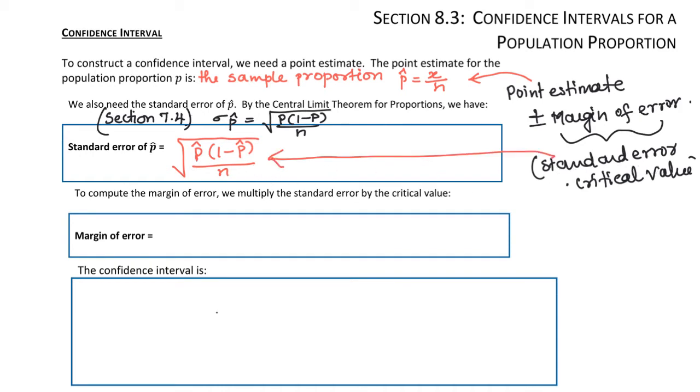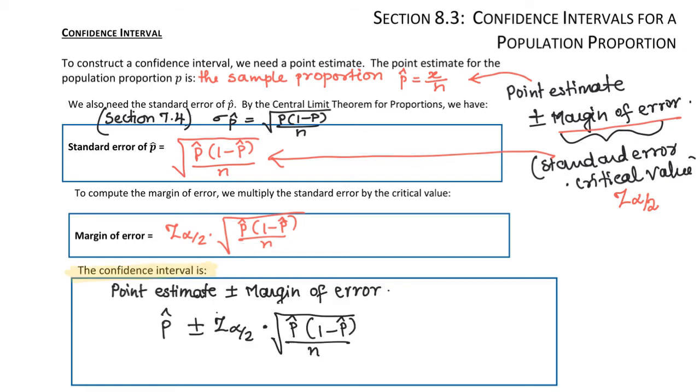Now multiply the standard error with the critical value Z alpha over 2 to get the margin of error. So now we can conclude the confidence interval is the point estimate plus or minus the margin of error. The method I just described here requires certain assumptions. So let's look at the assumptions now.